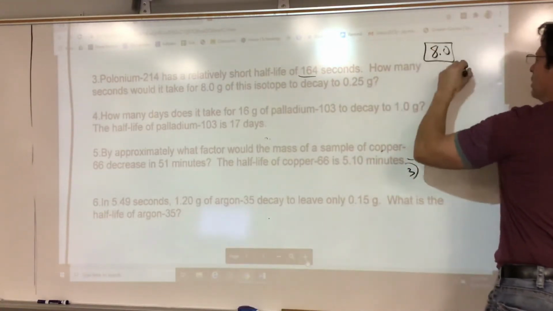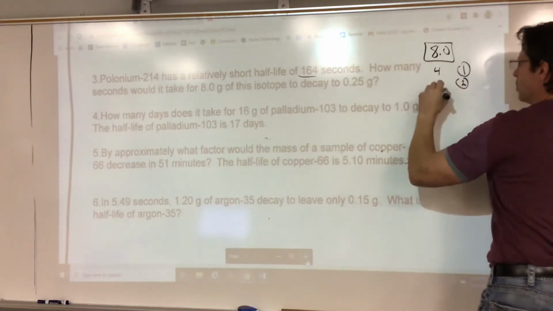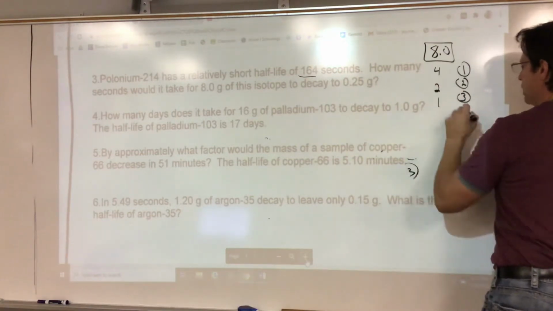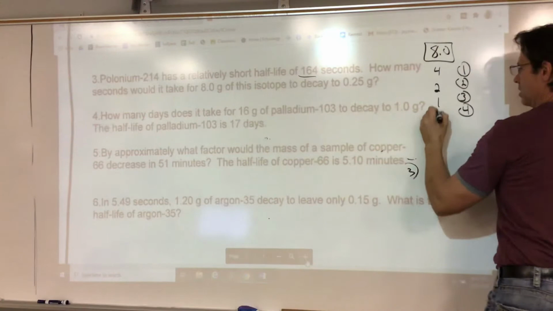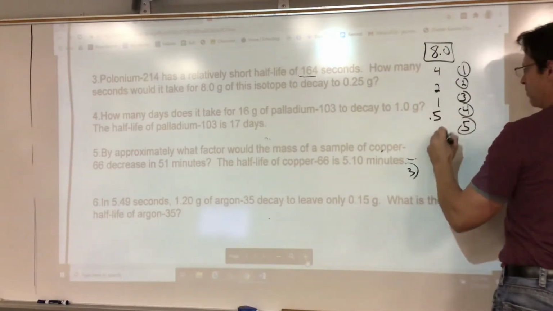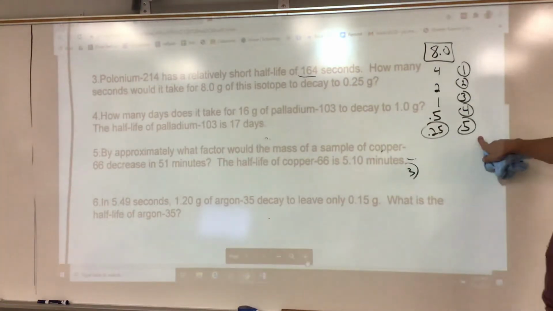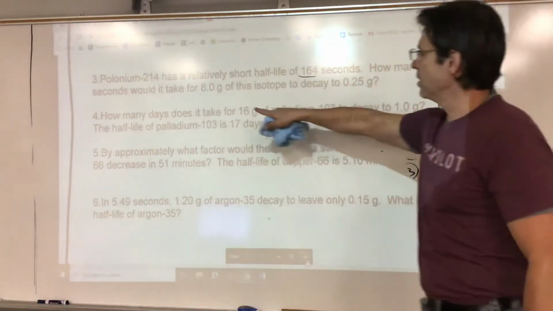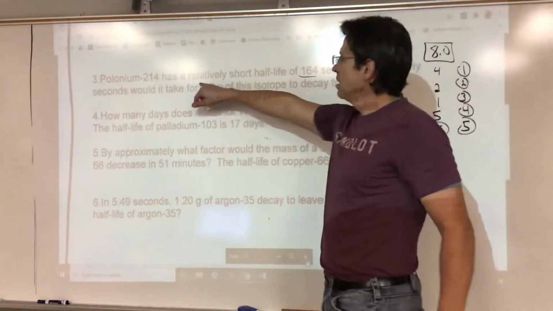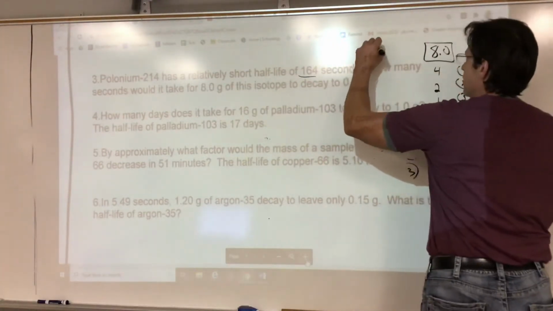8.0 I started with. 1 half-life, 8 goes to 4. 2 half-lives, 4 goes to 2. Well, that's going pretty fast. 3 half-lives, 2 goes to 1. 4 half-lives, half of 1 is 0.5. 5 half-lives, half of 0.5 is 0.25. So that's not too bad. It looks like 5 half-lives to get from 8 grams to 0.25 grams. And if each half-life is 164 seconds, just times 164 by 5.